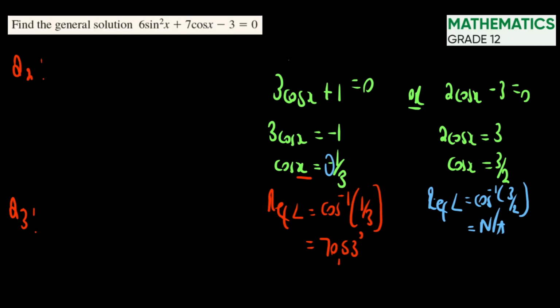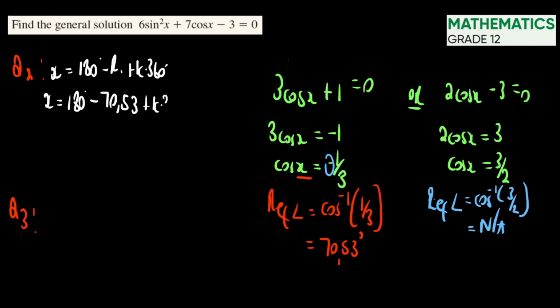So in terms of x, our first solution is x equals 180 degrees minus the reference angle plus k times 360. So x equals 180 degrees minus 70.53 plus k times 360. So x will be equal to 180 minus 70.53, which is 109.47, plus k times 360 degrees. That will be our first solution.